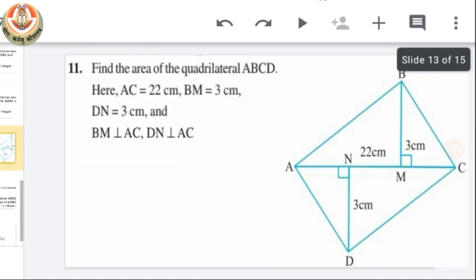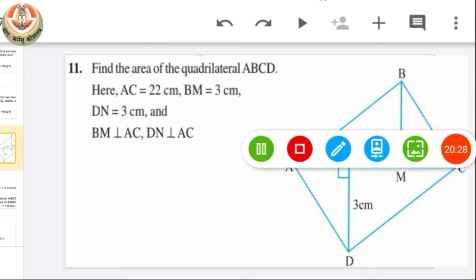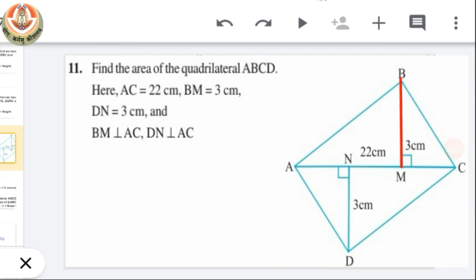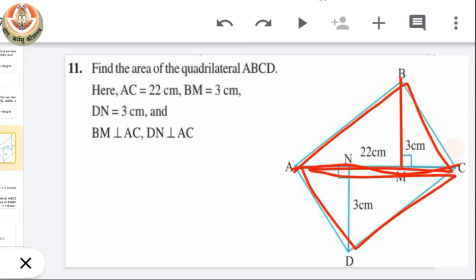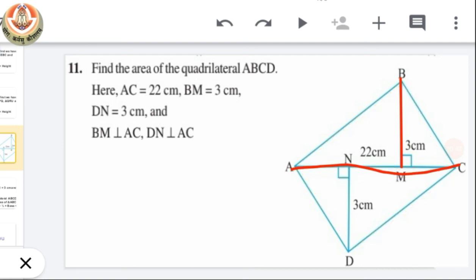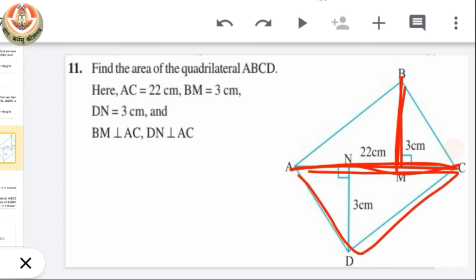Now let's move on to the next question, which is question number 11. Find the area of quadrilateral ABCD, and we have been given all the dimensions. That is the length of AC, which is 22 centimeter, and the length of BM, which is 3 centimeter. So we can find the area of this quadrilateral by adding the area of these two triangles. To find the area of this upper triangle, this is its base and its height. Similarly for the lower triangle, this is the base and this is the height.